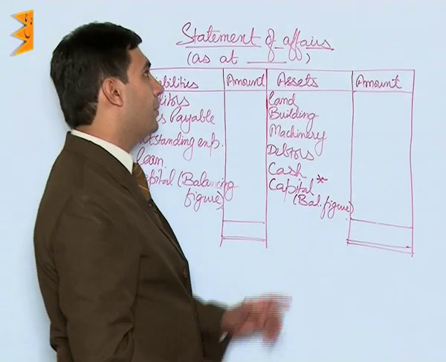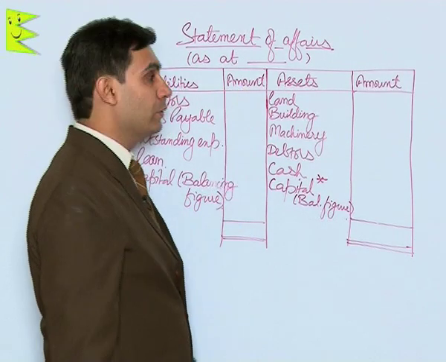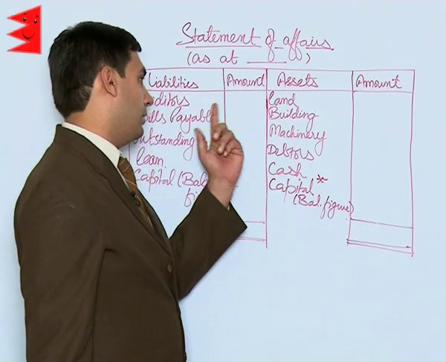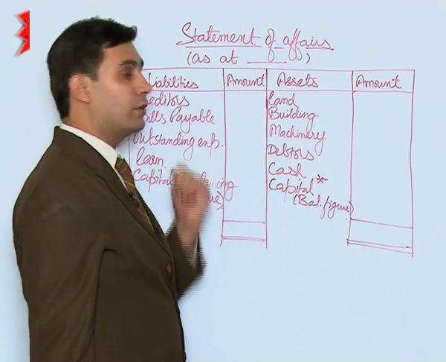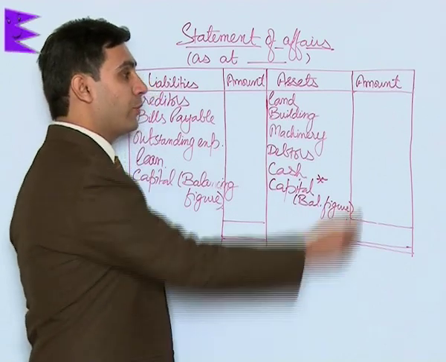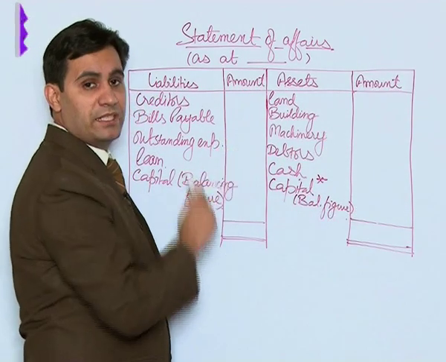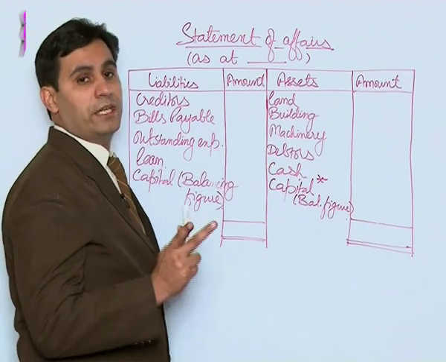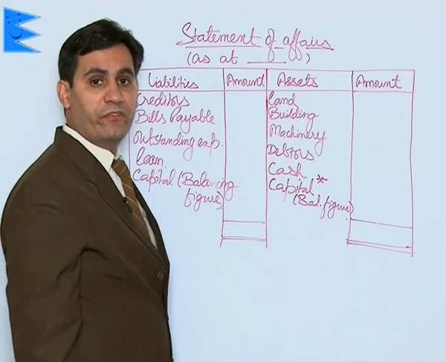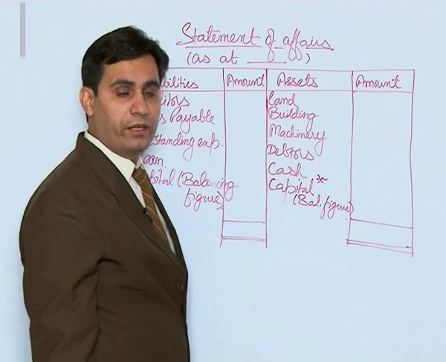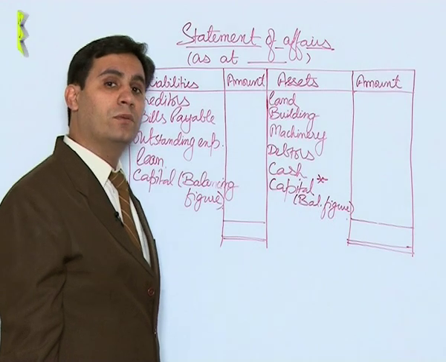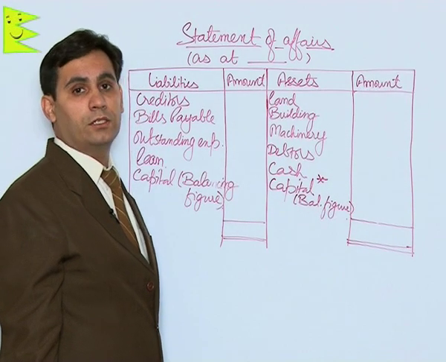So if you are required to prepare opening statement of affairs, then you will put balances in the beginning of the year. If you are required to find closing statement of affairs, then you will put in the balances of assets and liabilities as at the end of the year. So by preparing two statements, that is an opening statement of affairs and closing statement of affairs, from opening you will get opening capital, and from closing statement of affairs you will get closing capital.